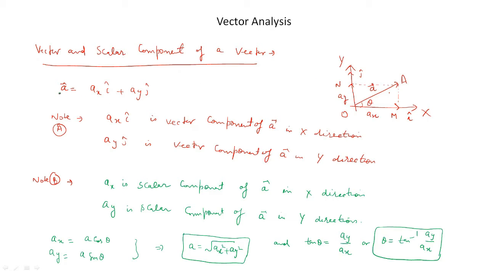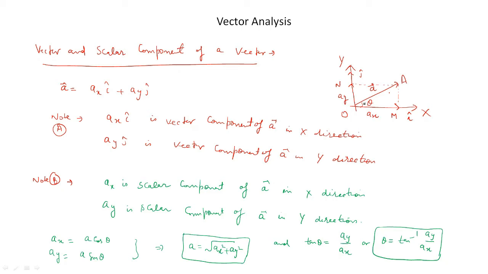So a vector can be defined in terms of the vector component as well as in terms of the scalar component. Here AX i is the vector component of vector A along x-axis and AY j is the vector component of vector A along y-axis. Now AX is defined as the scalar component of vector A along the x-axis and AY is defined as the scalar component of A in y direction.